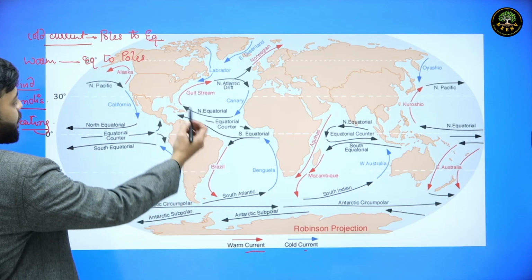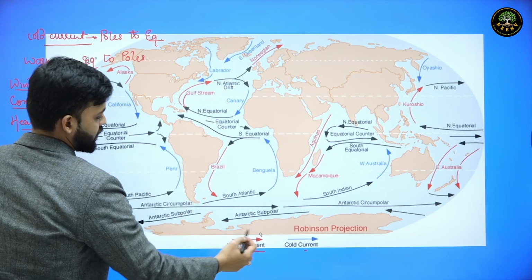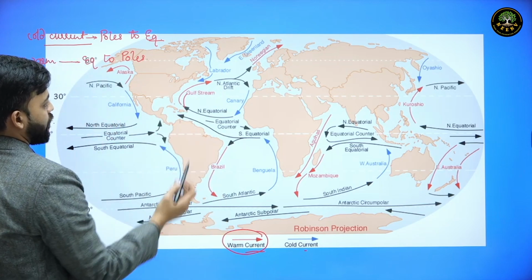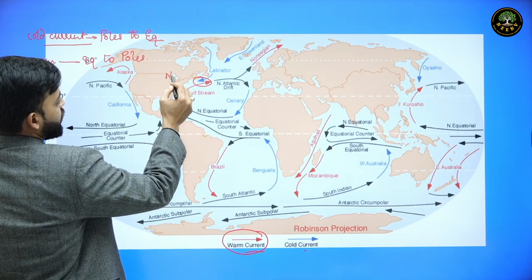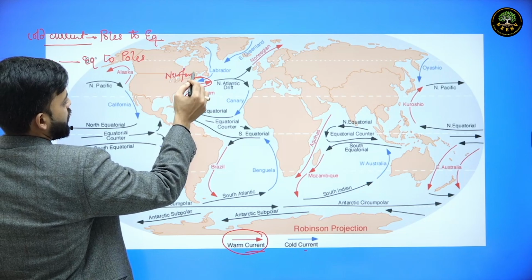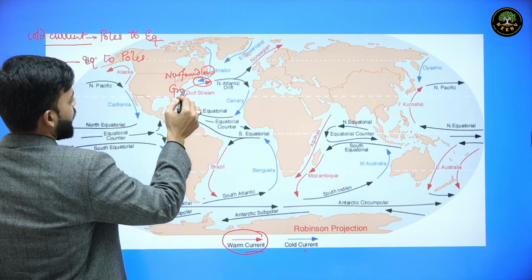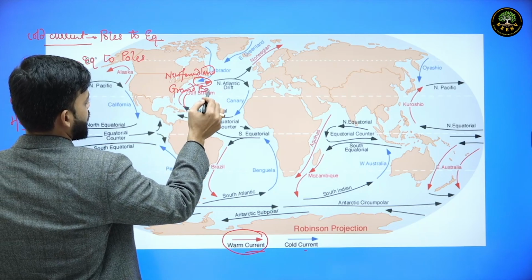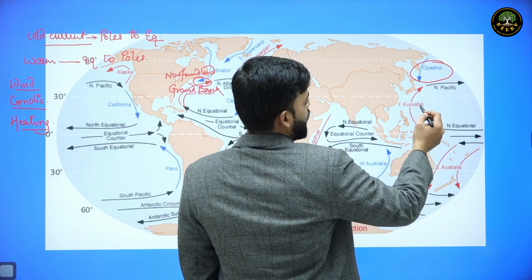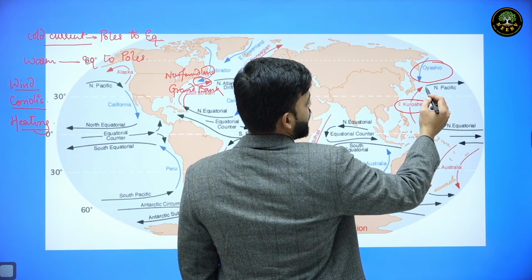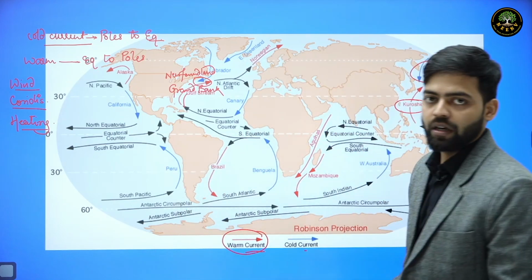Now if you see, this Labrador current is cold current and this Gulf Stream is warm current. Whatever is shown in red color, that is warm current. So this Gulf Stream and Labrador current meet around the Newfoundland area of Canada, and a major fishing bank called Grand Bank is there. Similarly, if we see this Oyashio current and this Kuroshio current, they meet along the coast of Japan. This is also one of the most important fishing grounds of the world.